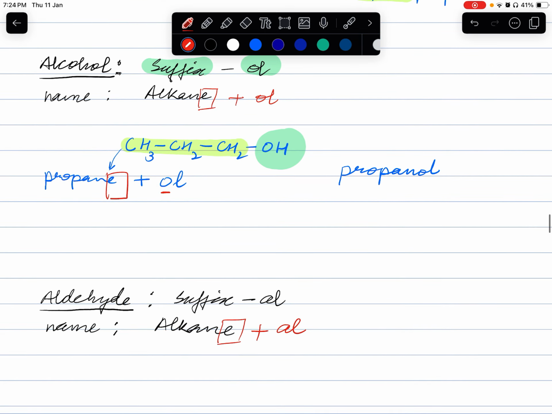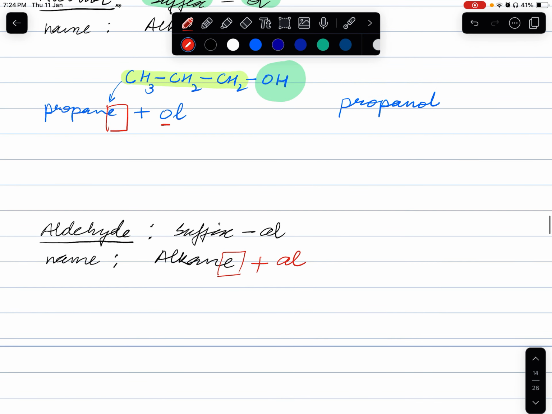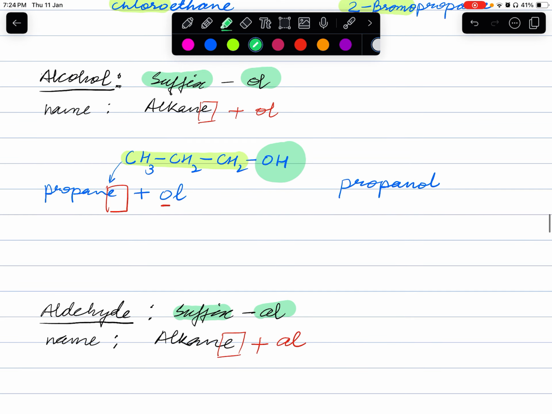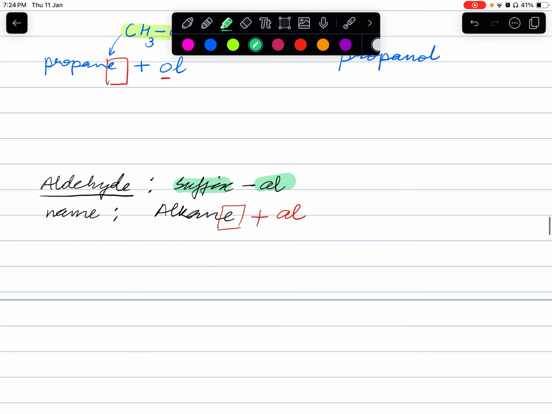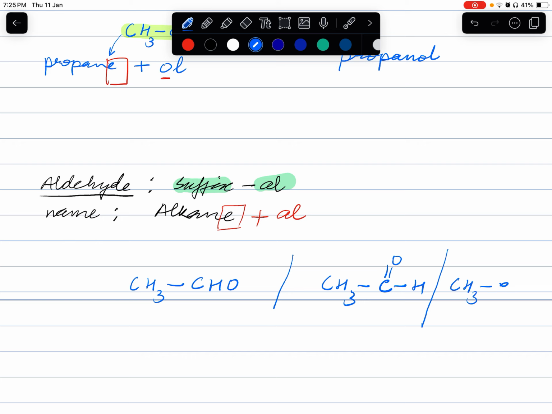You have to remember the suffix in each case. Next is aldehyde. In case of aldehyde, your suffix is al. Remember, don't get confused. For alcohol it is ol, for aldehyde it is al. And let us write down one of the structures, for example CH3 and CHO. This CH3CHO can be written as CH3C double bond OH, okay, or it can be written in a few books like this, CH3CH double bond O. All are the same. Simply we are twisting the bonds. That's it. All are the same compound.